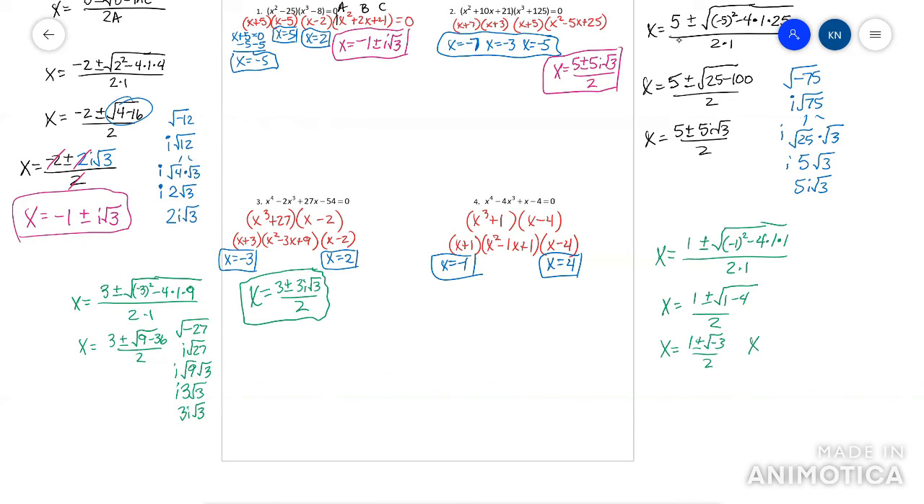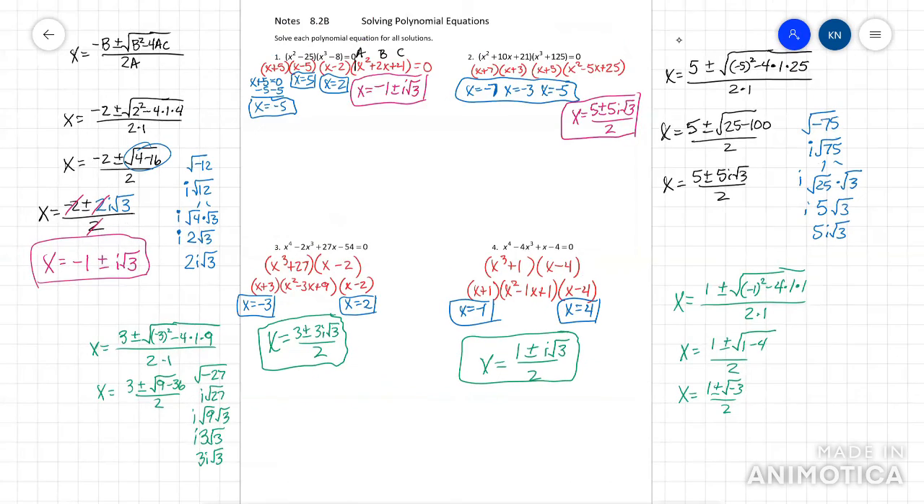Which you could change to be, I'll write it over here because I'm done. You could change that root negative 3 to be I root positive 3. And that would be my answer.